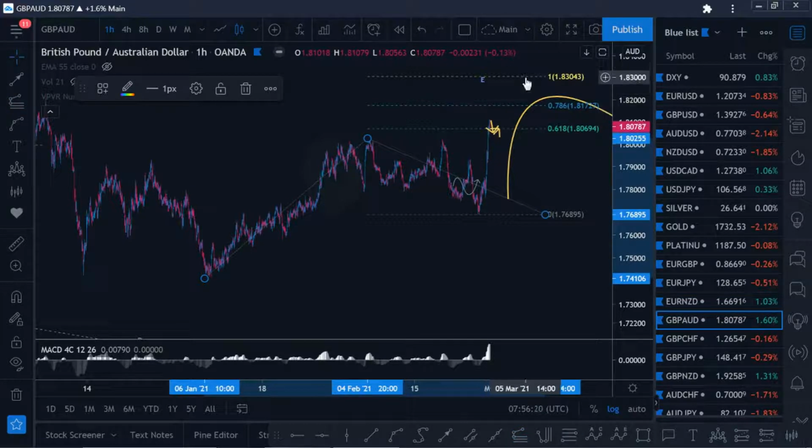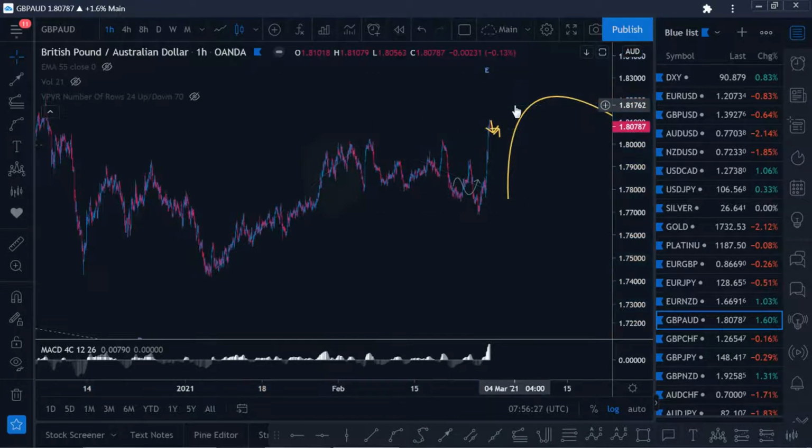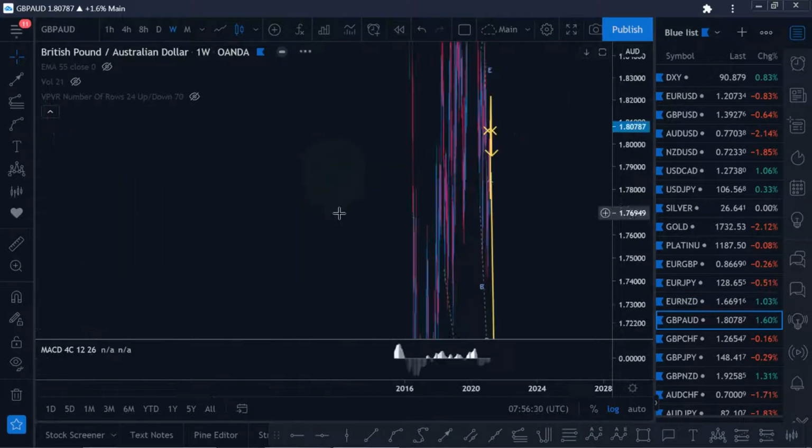We could get up to 83. That doesn't really change the picture. I'm still looking for that short. And like I said, a nice wide stop will really be useful here. Downside target is really good.